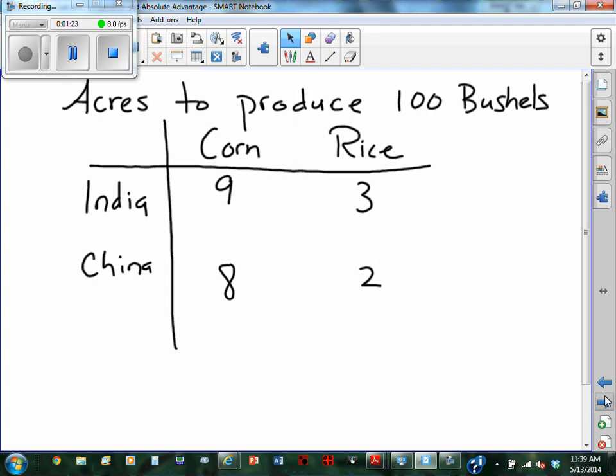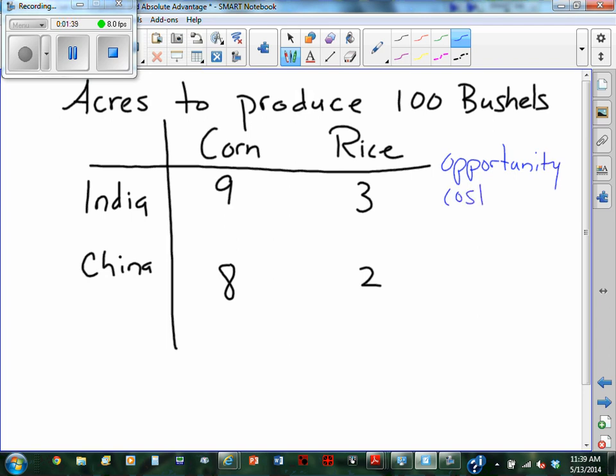So input problems follow the following pattern. The way you determine opportunity cost on an input problem is that the opportunity cost of choice A is going to be the amount of resources used to produce choice A divided by the amount of resources used to produce choice B.